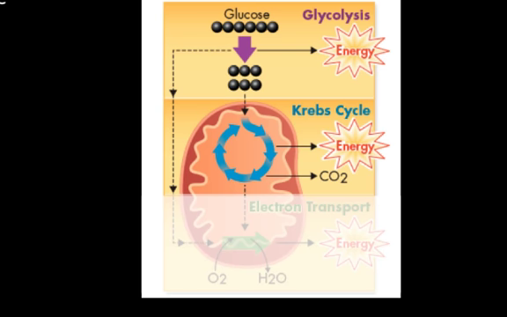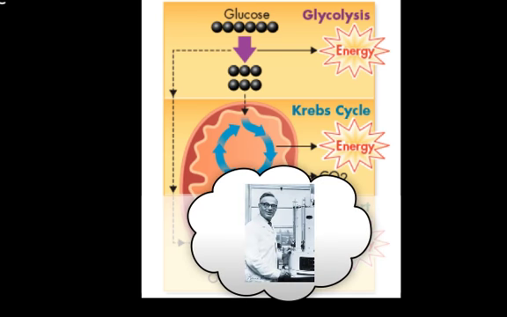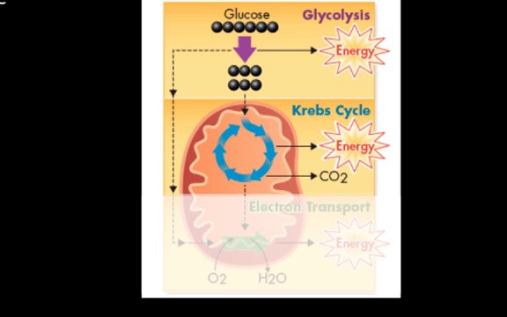This cycle is named the Krebs cycle after a wonderful man by the name of Hans Krebs, who, as a young adult of Jewish heritage, escaped Nazi Germany in the 1930s and settled in England. While researching aerobic respiration, he discovered the citric acid cycle.